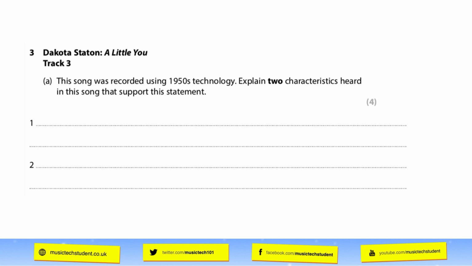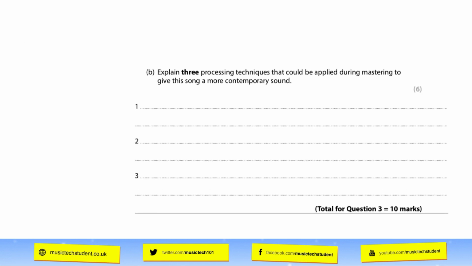If you could only give the reason, you would only get 1 mark. It's about being able to give the full response as well: give the problem, then give the solution. In B, it's exactly the same. This time it's worth 6 marks, so each point is worth 2 marks. Give the problem, give the solution.